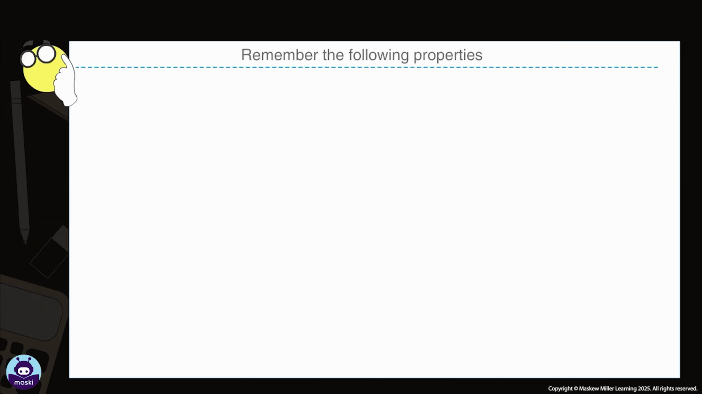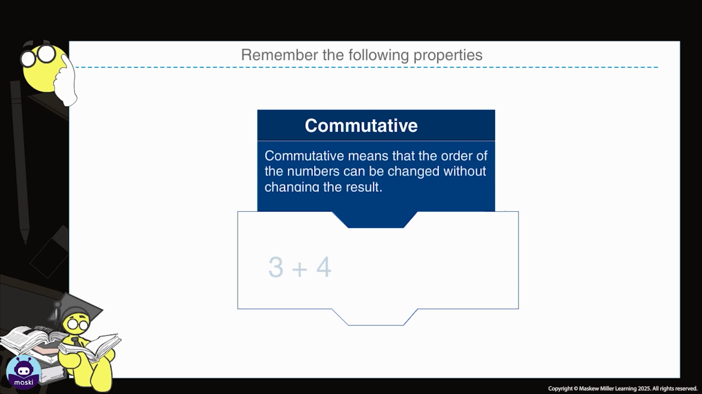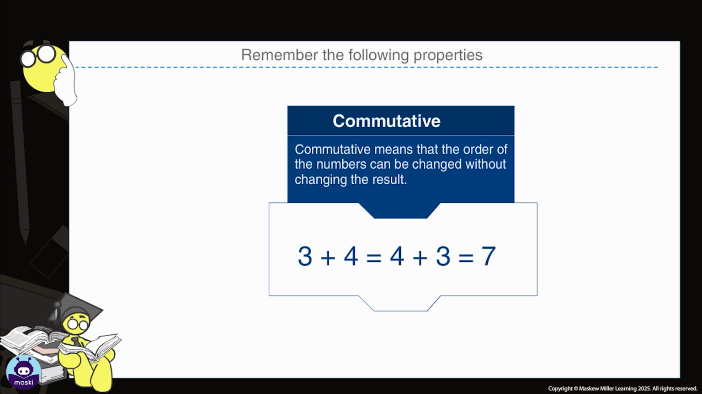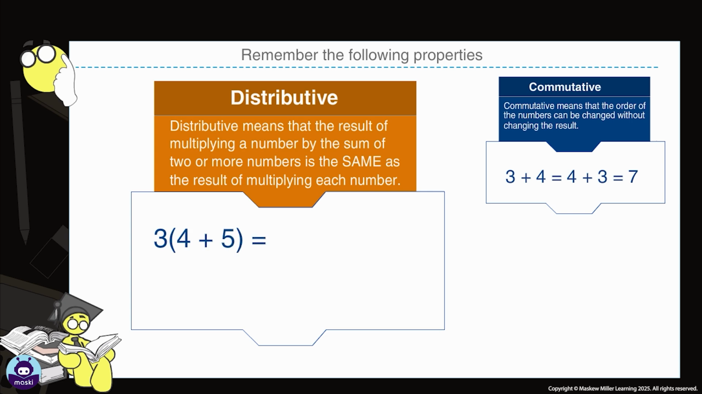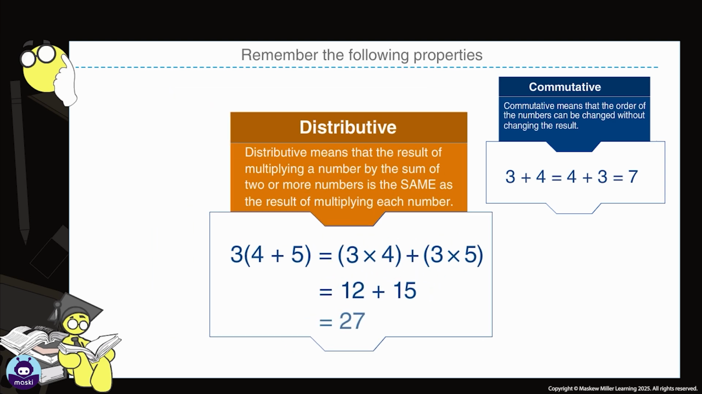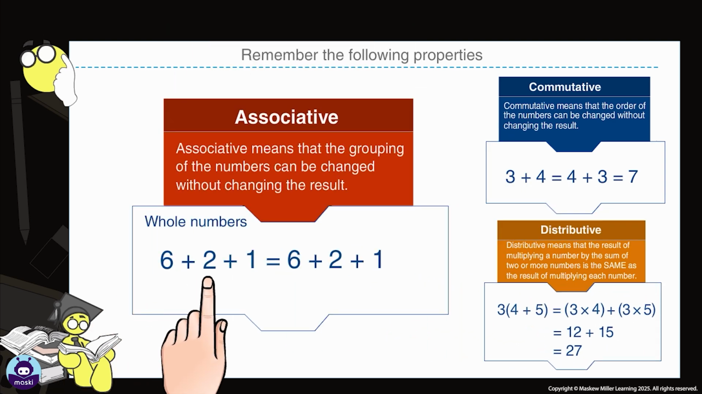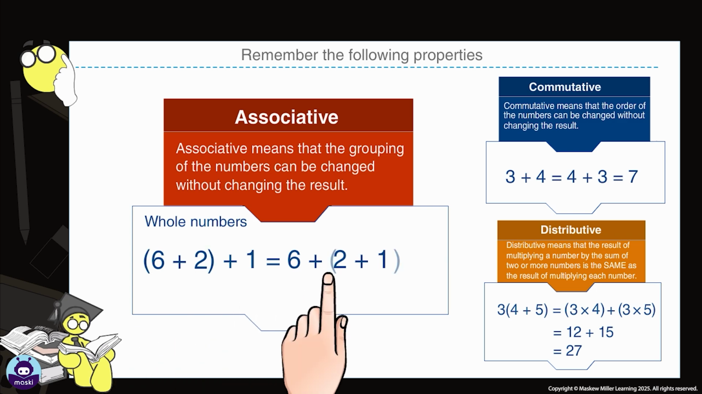Remember the following properties. Commutative means that the order of the numbers can be changed without changing the result. Distributive means that the result of multiplying a number by the sum of two or more numbers is the same as the result of multiplying each number. Associative means that the grouping of the numbers can be changed without changing the result.